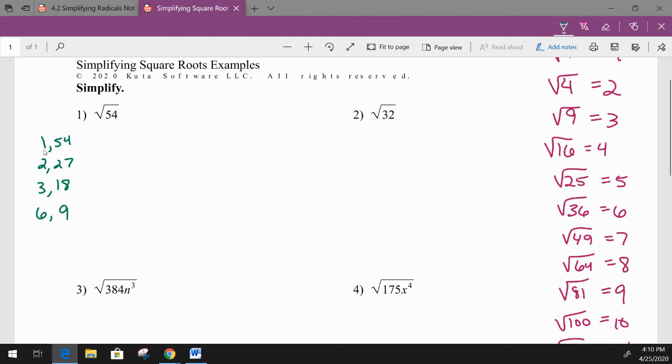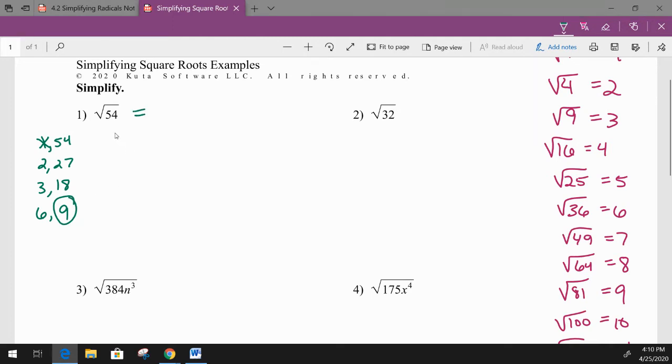Well, 1 is a perfect square, but like I said earlier, the square root of 1 is just 1, and then we would still have 54 left over under the square root, so 1 is not going to help us simplify. If I look at the rest of these factors of 54, the only other one that is a perfect square is 9. So that's the one that I'm going to use.